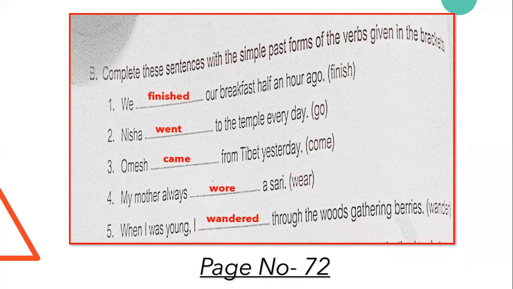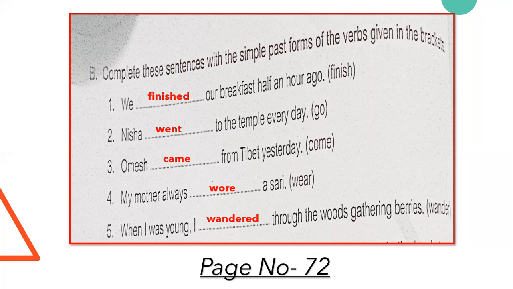All right. The first is: we dash our breakfast half an hour ago. We finished our breakfast half an hour ago. You cannot write completed. You have to use the verbs given in the bracket.